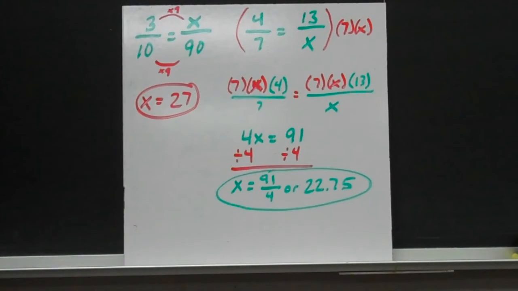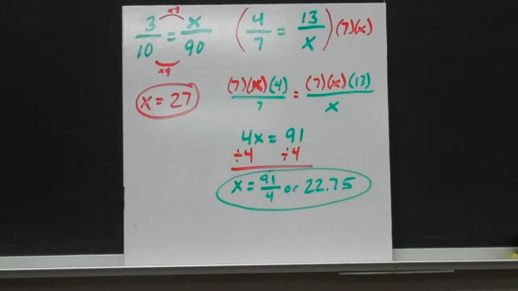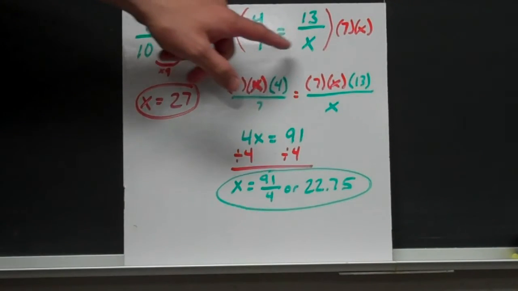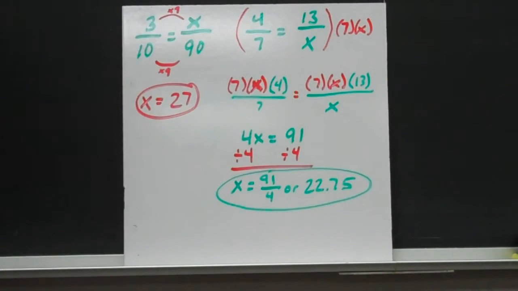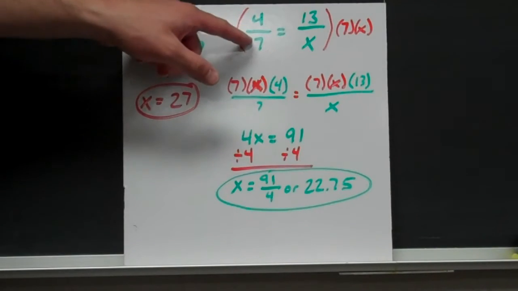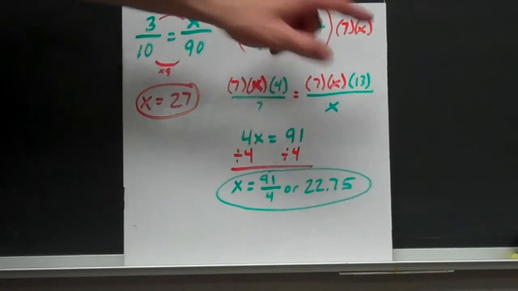However, sometimes we may be faced with a problem like this one here. 4 over 7 equals 13 over x. Might not be as clear what we need to multiply by to go to the other fraction. So what we can do is get rid of the fractions. In both of these fractions, we're dividing by something. We're dividing by 7, we're dividing by x. So to undo division, we multiply. To undo dividing by 7, we'd multiply by 7. To undo dividing by x, we'd multiply by x.